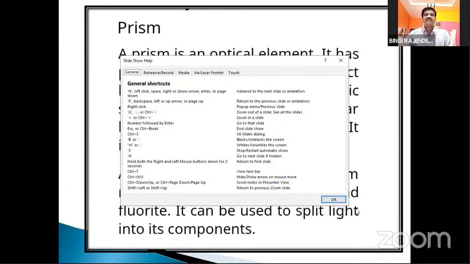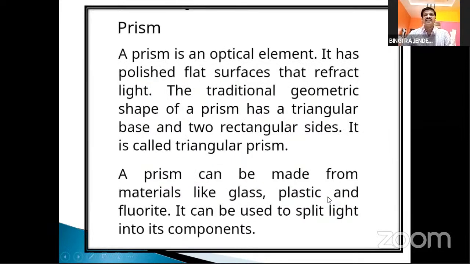The traditional geometric shape of a prism has a triangular base and two rectangular sides. It is called a triangular prism. A prism can be made from materials like glass, plastic, and fluorite. It can be used to split light into its components.